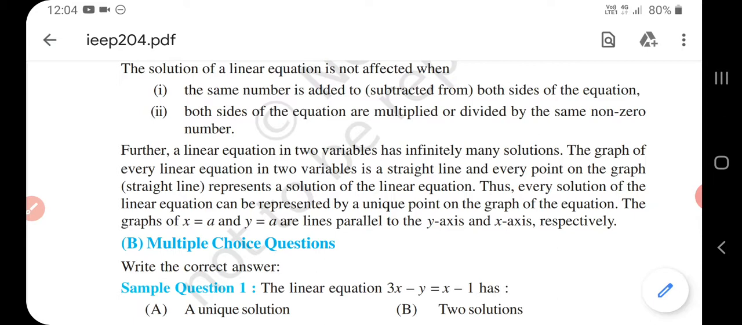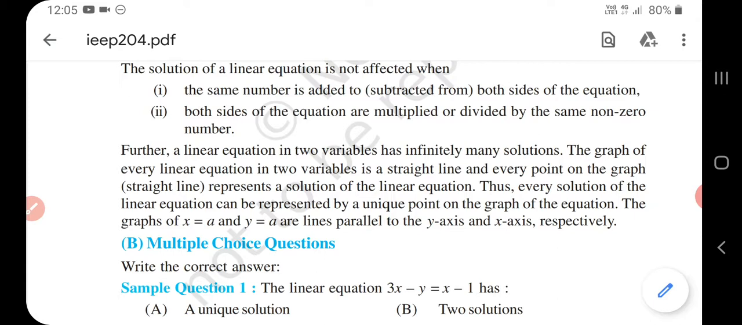Okay, understand? So in this chapter we learn these many things, and we draw a graph. When we find different values of x and y, we can easily draw the graph of the linear equation. And remember one thing: the graph of a linear equation is always a straight line. Okay, understand?